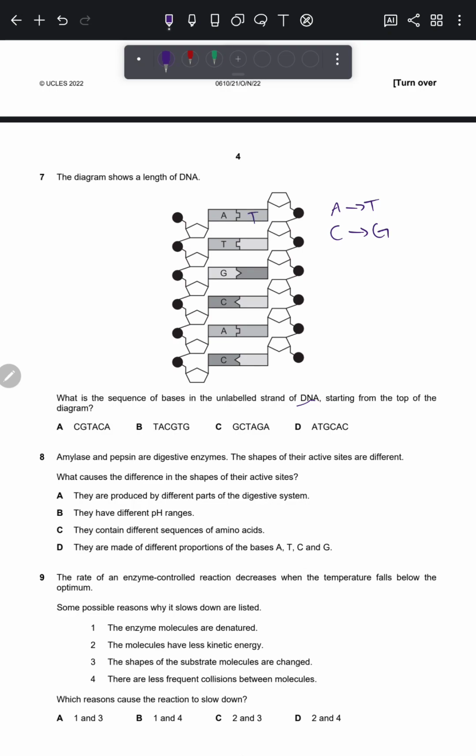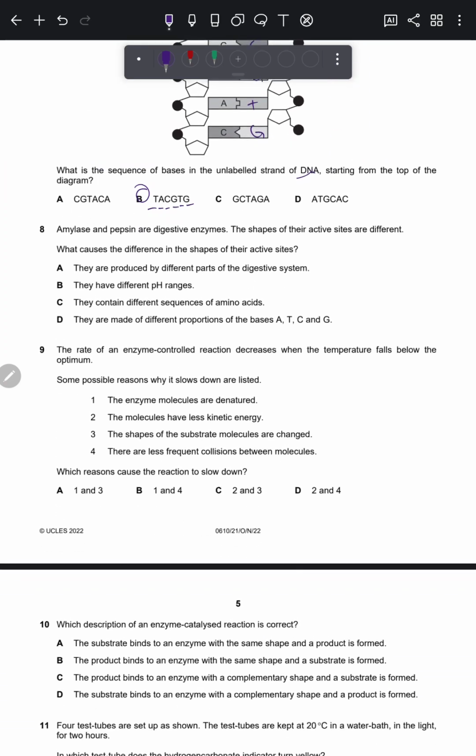So it has to be T, A, C, G, T, G. Now we just match it. T, A, C, G, T, G. That matches, so that's it.